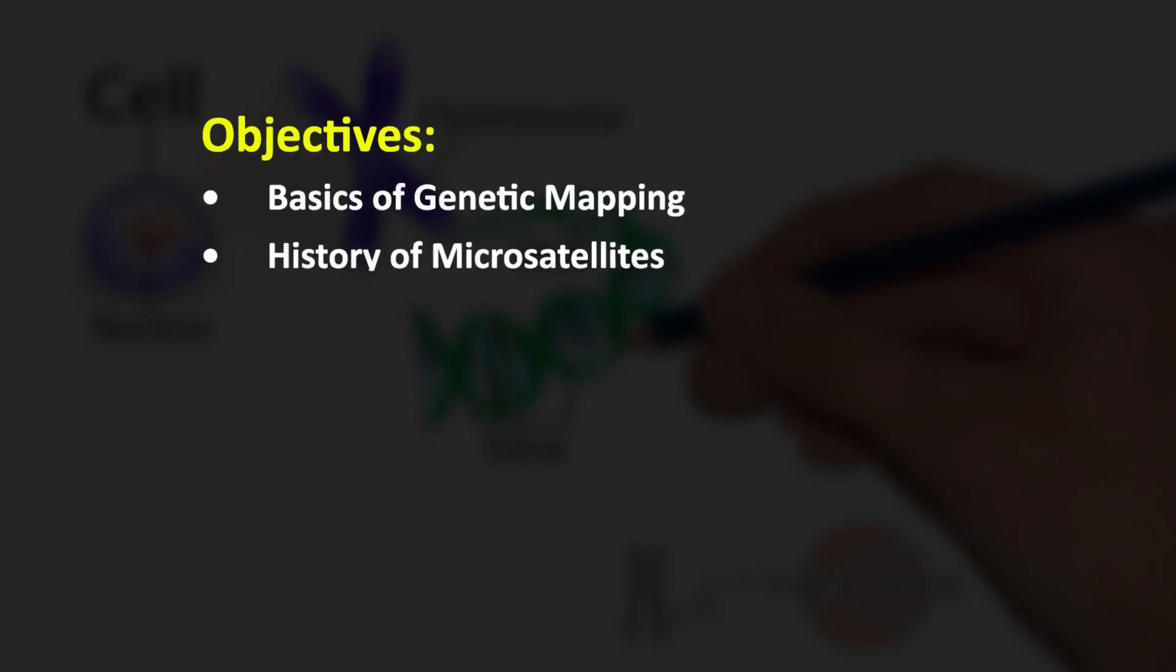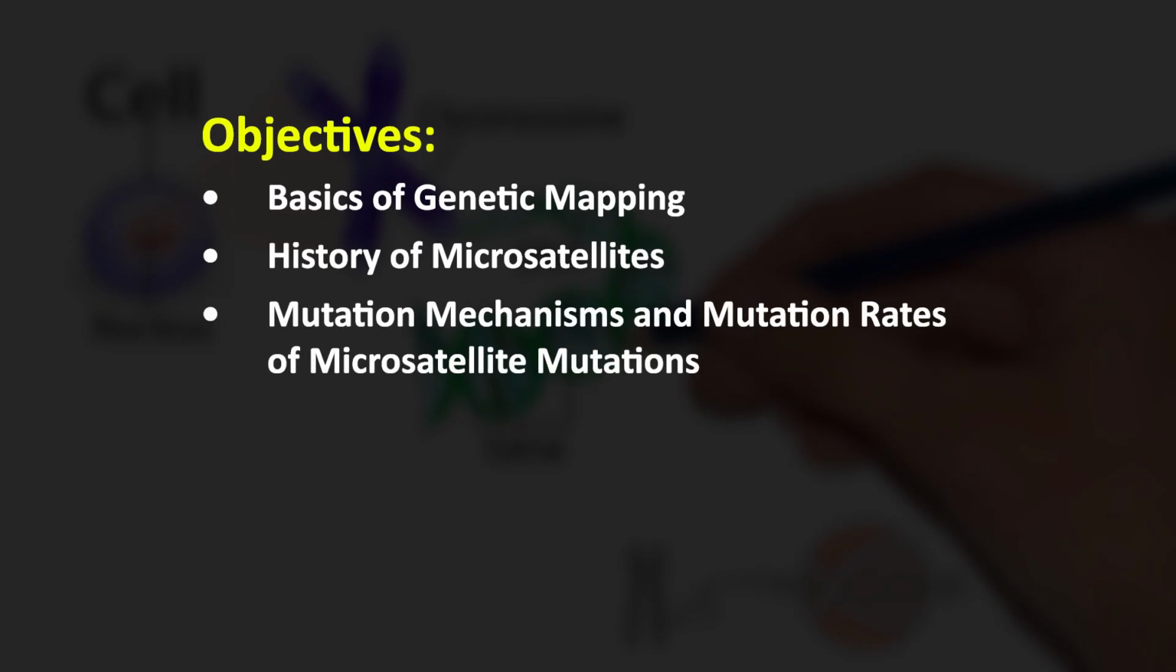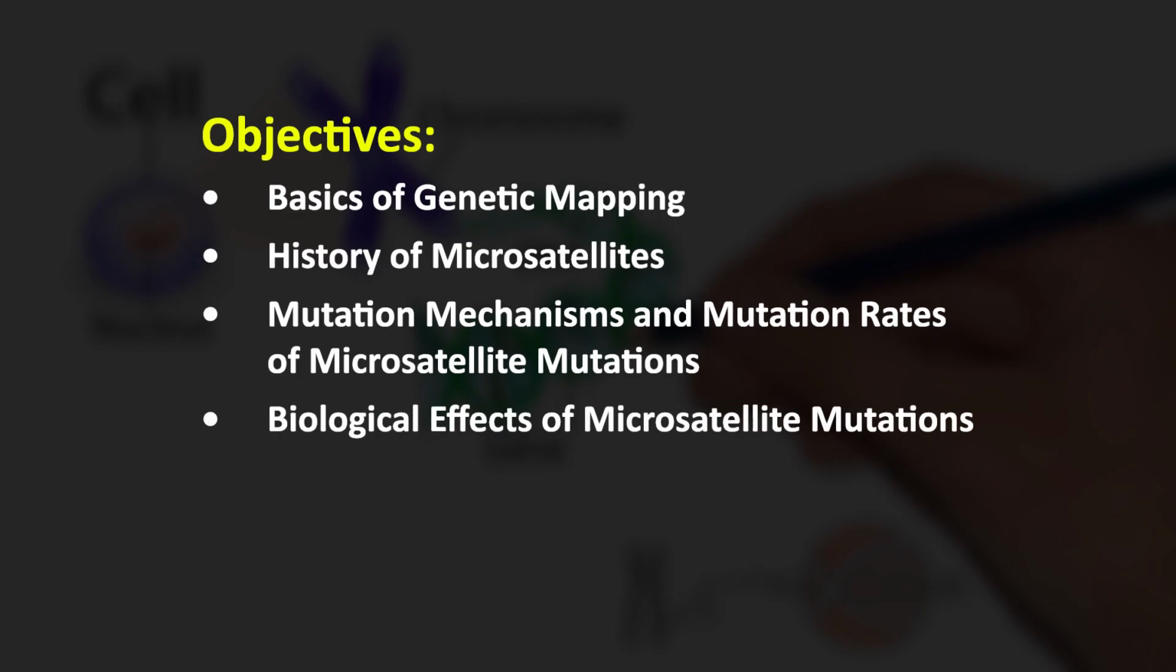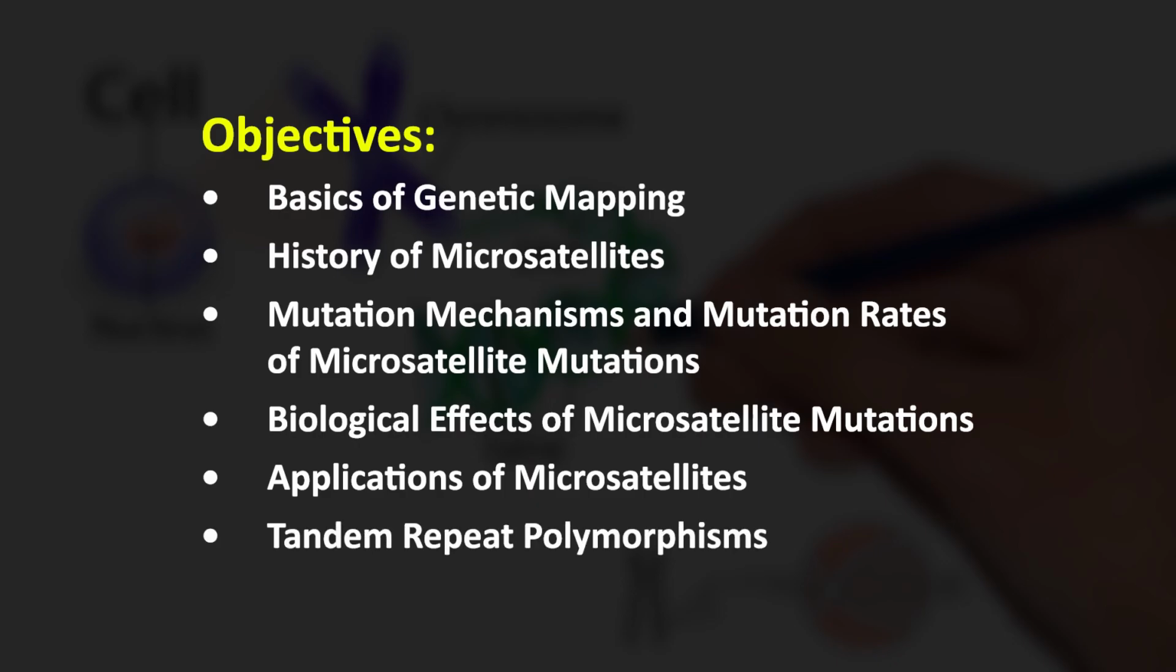Today we are going to discuss the topic genetic mapping regarding microsatellite and other DNA polymorphisms. The main objectives of today's lecture are to know the basics of genetic mapping, to know the history of microsatellites, to discuss the mutation mechanisms and mutation rates of microsatellite mutations, to understand the biological effects of microsatellite mutations, to know the applications of microsatellites, and to discuss tandem repeat polymorphisms as well.